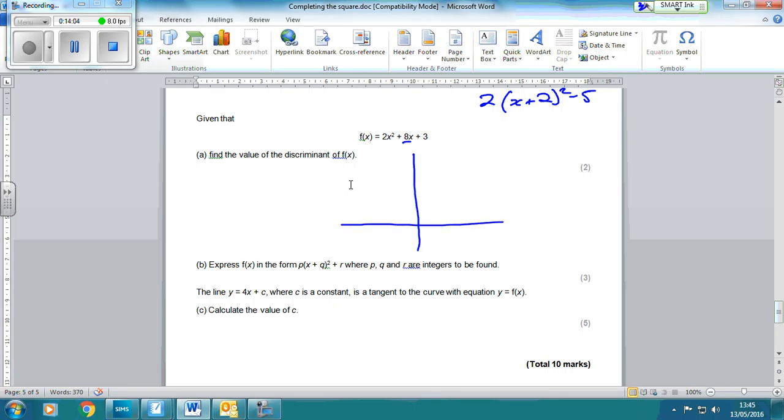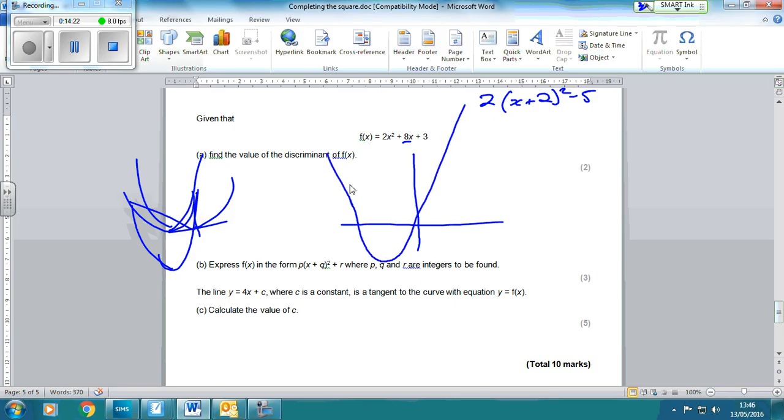So I've got y equals x squared, looks like that. We're then going to move it over to the left by 2, so it looks like that. We're then going to stretch it, so it goes up like that. Then we're going to take away 5, so it looks something like that. It doesn't need to be that accurate. This is just for illustrative purposes. What a lovely word illustrative is as well.